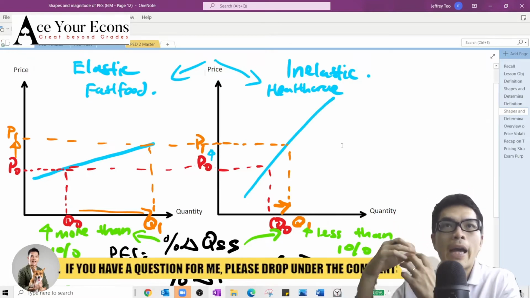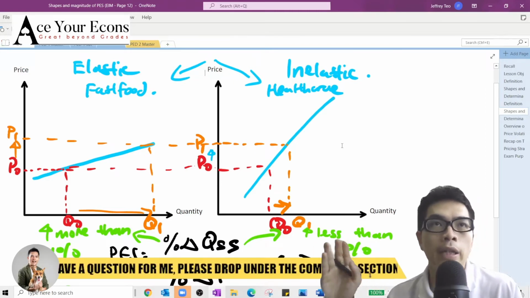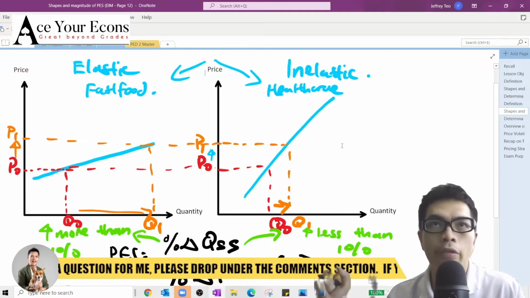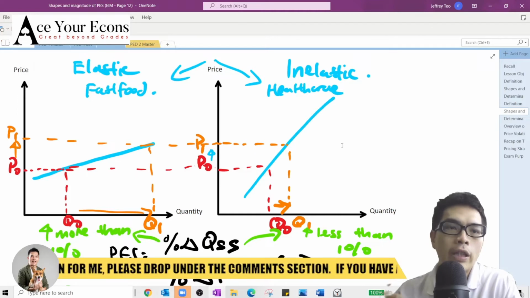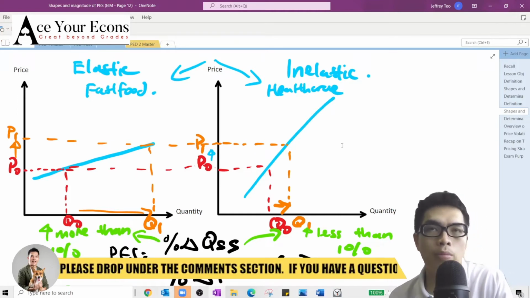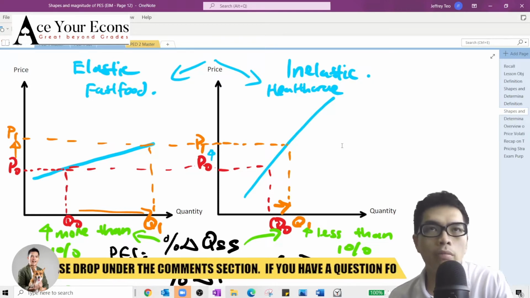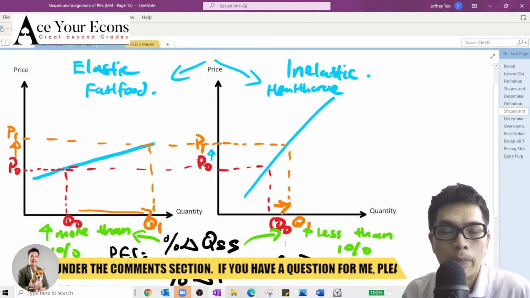But if there are many producers at a given time period, then they are likely to be categorized on the diagram on the left. It's elastic because there are many producers out there. For every given increase in price, quantity supplied is going to respond more than proportionately. So this is how you want to play with number of sellers at a given time period for PES.